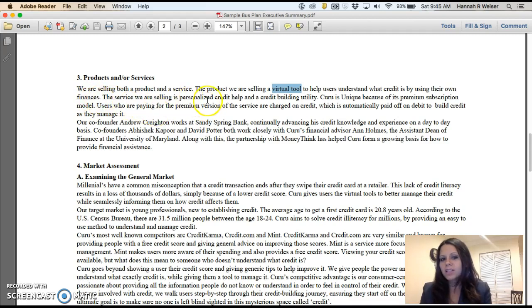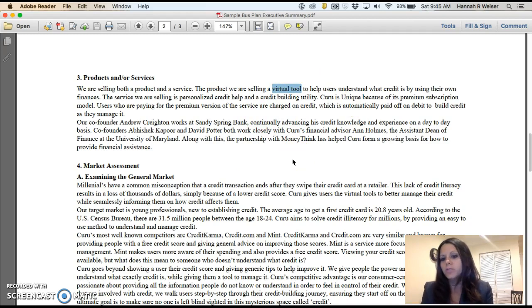The service they're selling is personalized credit help and credit building utility. So it's unique, here they say, because it's a premium subscription model. Users who are paying for this service are charged on credit, which is automatically paid off on debit to build credit as they manage it. Here it talks about how some of the co-founders actually have some experience and knowledge regarding credit to help build this virtual tool.